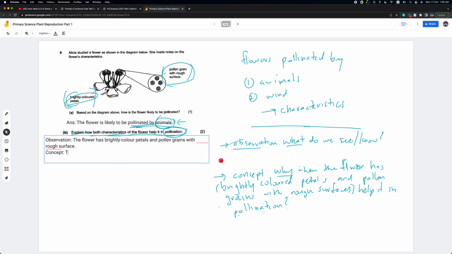And what's the function? So the brightly colored petals helps to attract, okay, you can say pollinators or you can say animals, and I'm sure they should accept if you say insects. Okay, but I'll try to avoid insects because sometimes they are pollinated by birds. So you can use the word pollinators. Okay, help to attract pollinators, animals or insect. Alright, should not be an issue there.